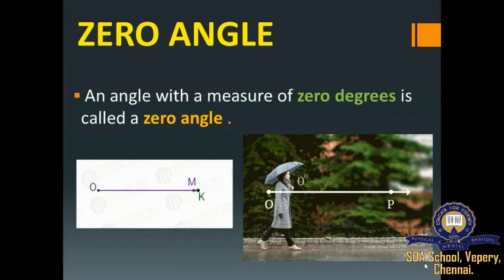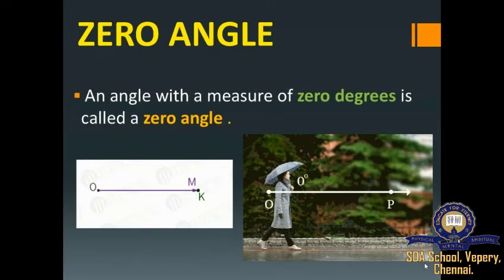Here the line segment OM is exactly on OK. So then the angle is 0 degrees. So it is called the zero angle. So what are zero angles? An angle which measures exactly 0 degrees is called a zero angle.